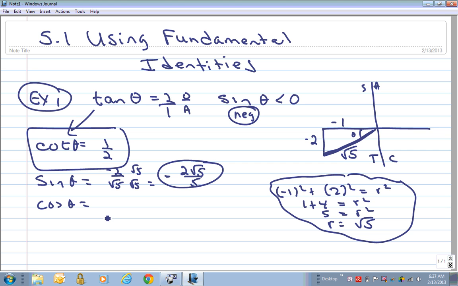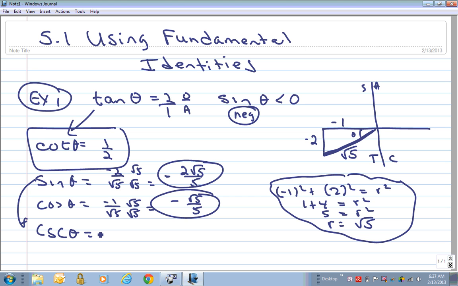For cosine, we would have adjacent over hypotenuse, which is negative 1 over the square root of 5. Same thing, rationalize our denominator. And we'd have negative square roots of 5 over 5. All right, and then sine goes with cosecant. Now, here's a little trick so you don't have to do a lot of rationalizing again. Go back to your original value of sine theta, negative 2 over square root of 5, and flip it upside down before you rationalized it, and it'll already be okay for you. So that would be negative square roots of 5 over 2.